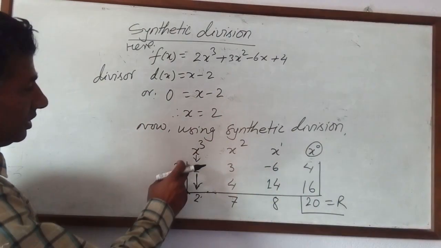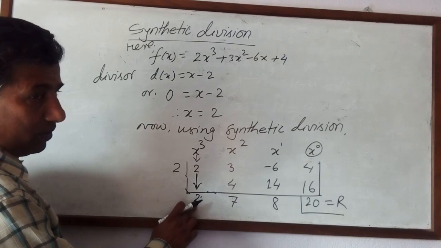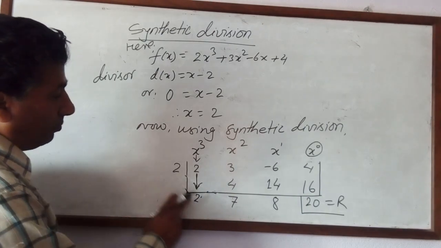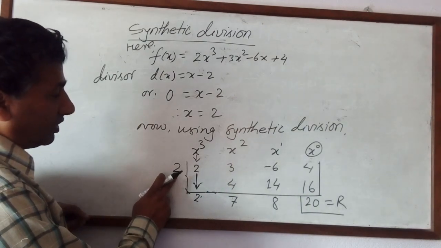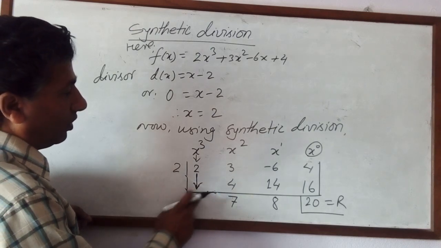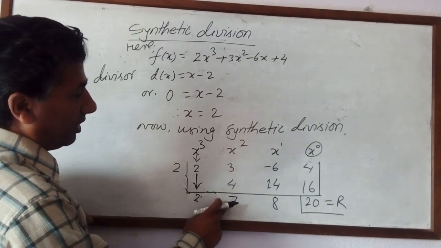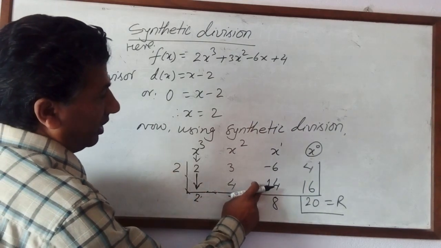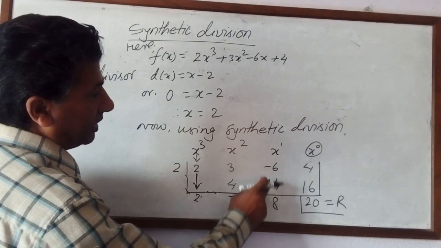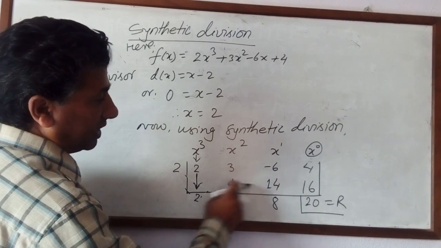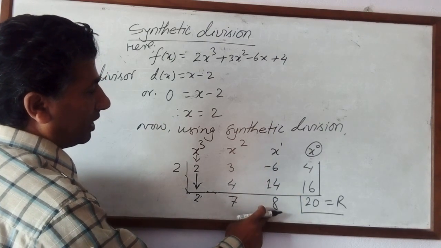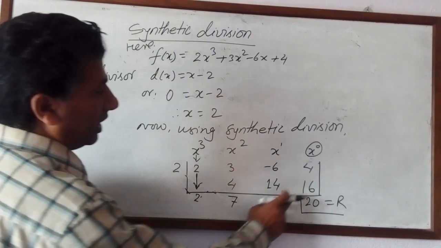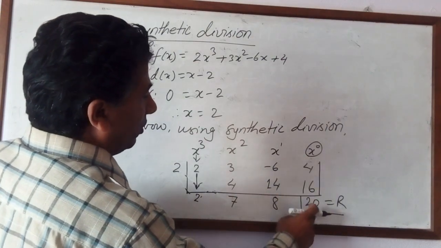First bring this 2 down. Then multiply it by the divisor value 2: 2 times 2 is 4. 4 plus 3 is 7. Multiply 7 by 2: 14. 14 minus 6, simplify, is 8. Multiply 8 and 2: 16. 16 plus 4 is 20.